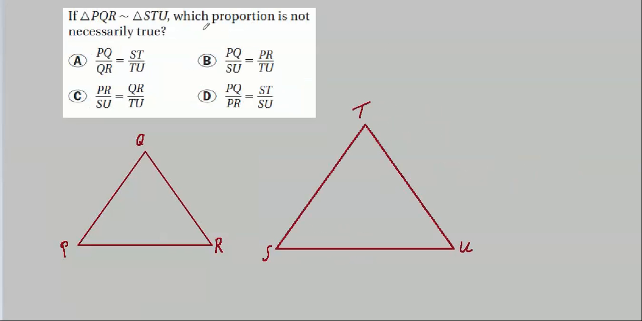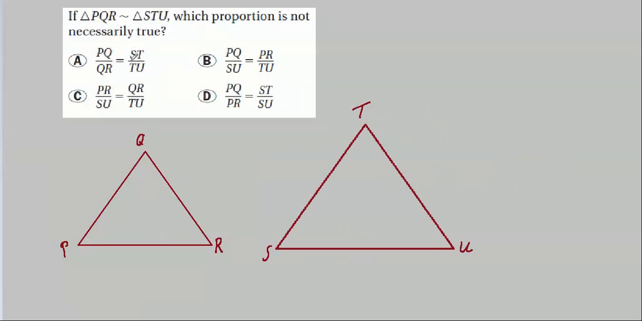Here we're given two triangles. We're told that they're similar. And I went ahead and sketched them in here. It's frequently easier if you have a picture to work from. And then I want to know which one of these isn't necessarily true. Now let's take a look.